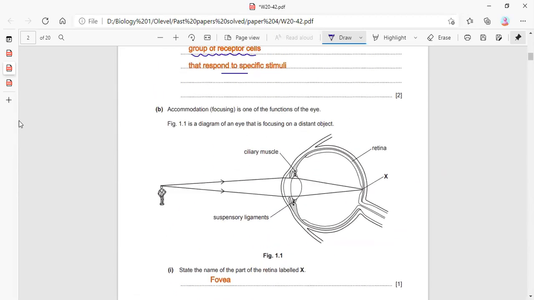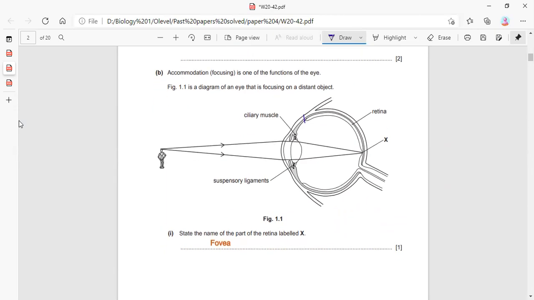Accommodation. Accommodation is one of the functions of the eye. إيه هي الأكوموديشن؟ It is the focusing. يعني إيه focusing؟ الـ ability to see in near والfar. لو أنا مركزة على حاجة قريبة هبقى شايفاها كويس. طب لو أنا ركزت على حاجة بعيدة الفوكس بيتغير. This is called accommodation أو focusing. Figure 1.1 is a diagram of an eye that focuses on a distant object.